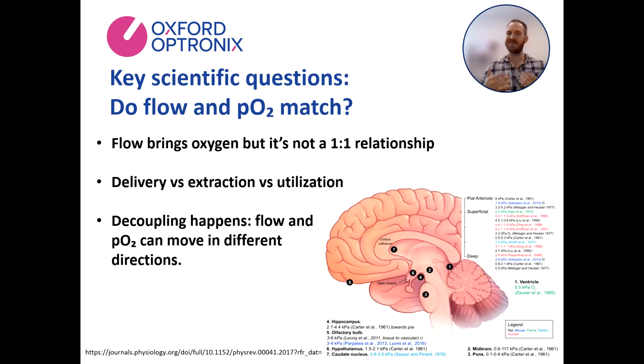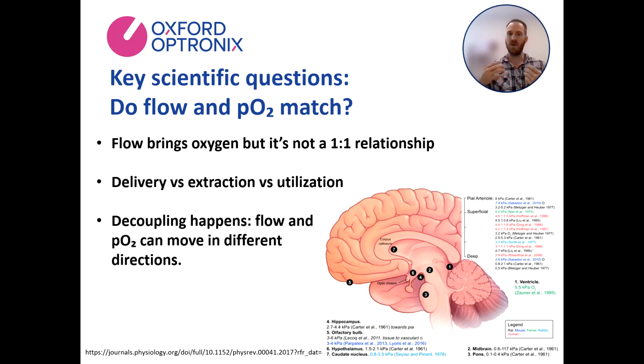And the answer is not reliably. Flow brings oxygen, but it's not a one-to-one relationship. Tissue PO₂ depends on delivery, of course, but it also depends on extraction, diffusion distance, capillary recruitment, hemoglobin dynamics, and metabolic demand. So you can see flow improving while PO₂ barely moves, or PO₂ dropping without a dramatic flow change. That is not a bad measurement, that's often the biology.